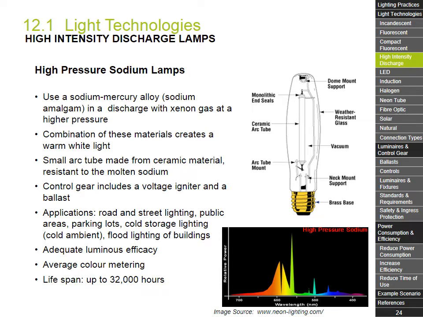High-pressure sodium lamps require a voltage igniter as they need between 3,000 and 4,500 volts to start the lamp. Some igniters are installed inside the outer bulb and a ballast is also required to control the current. Some applications of high-pressure sodium lamps include road and street lighting, public areas or parking lots, cold storage lighting, or cold ambient areas, and also flood lighting of buildings.